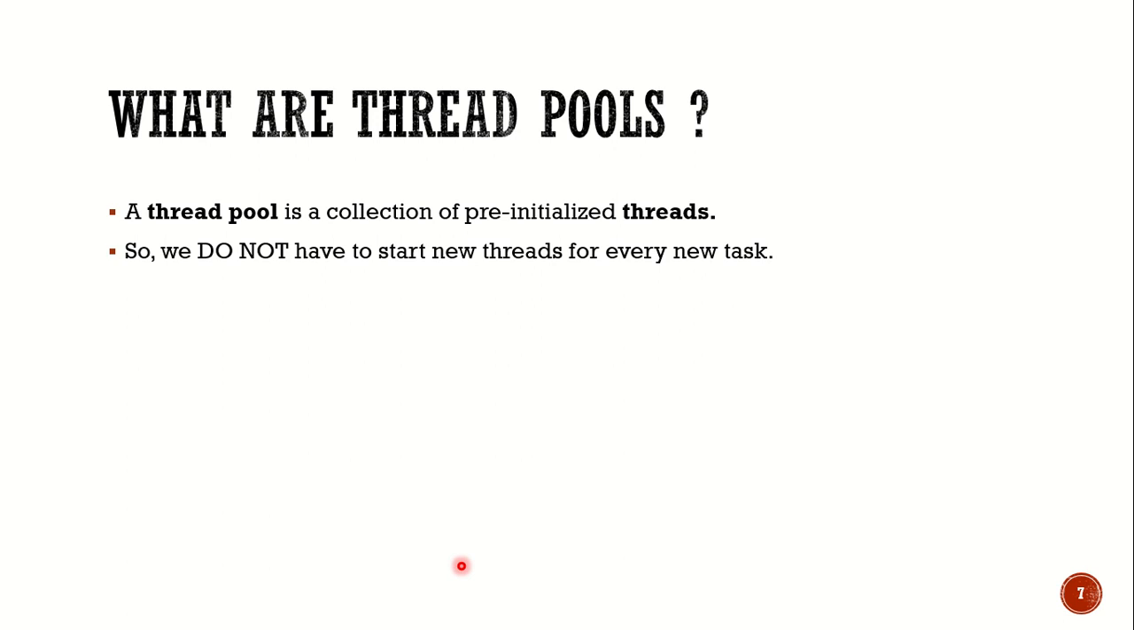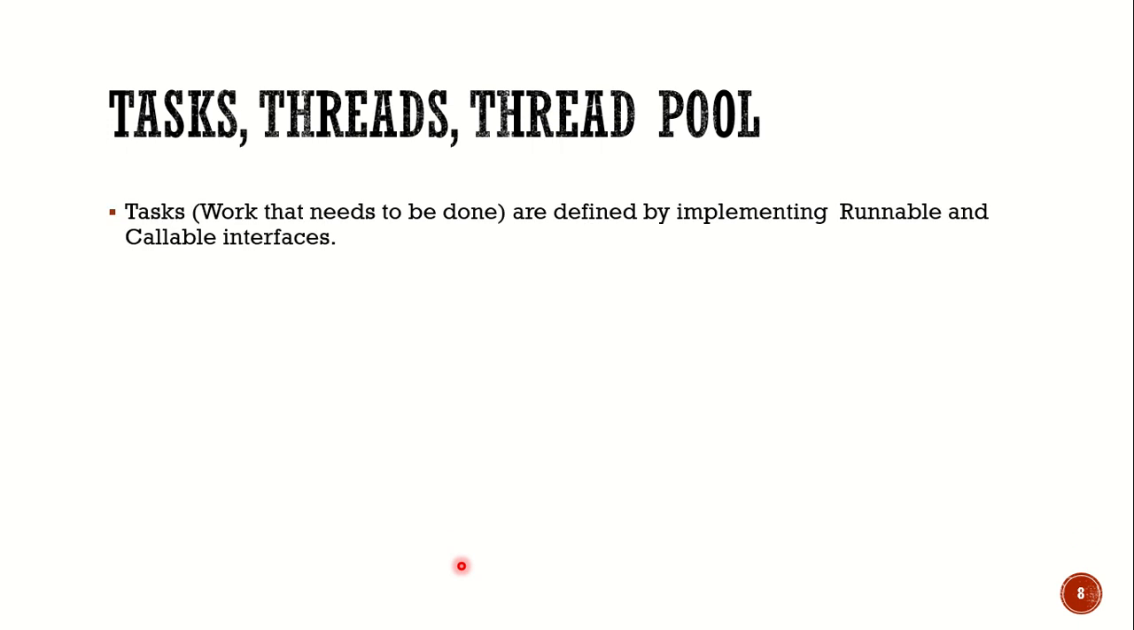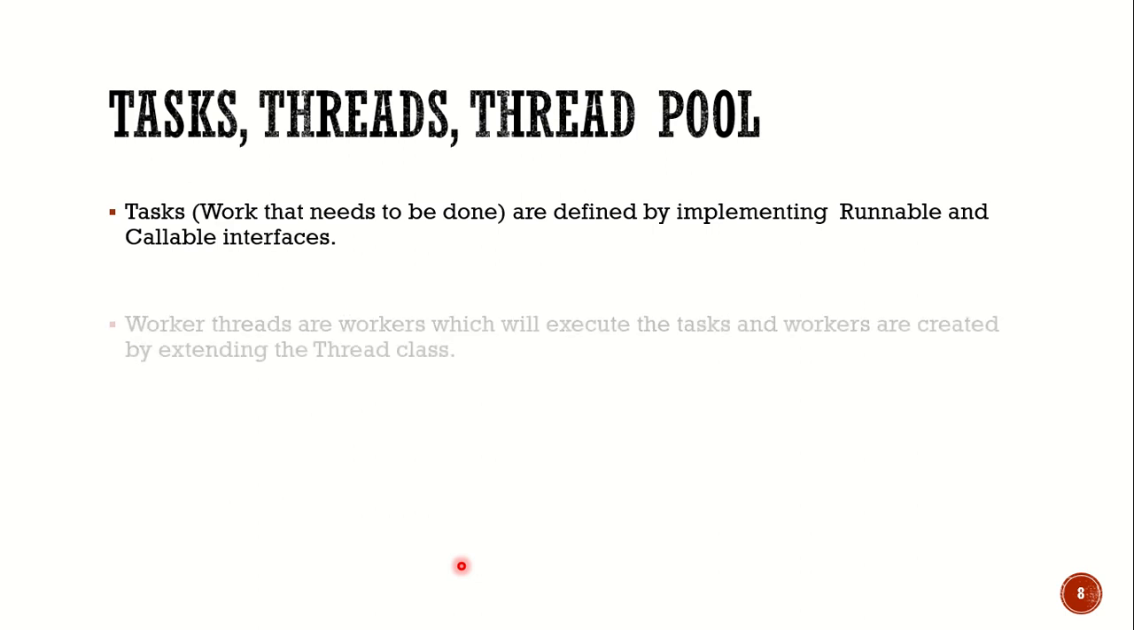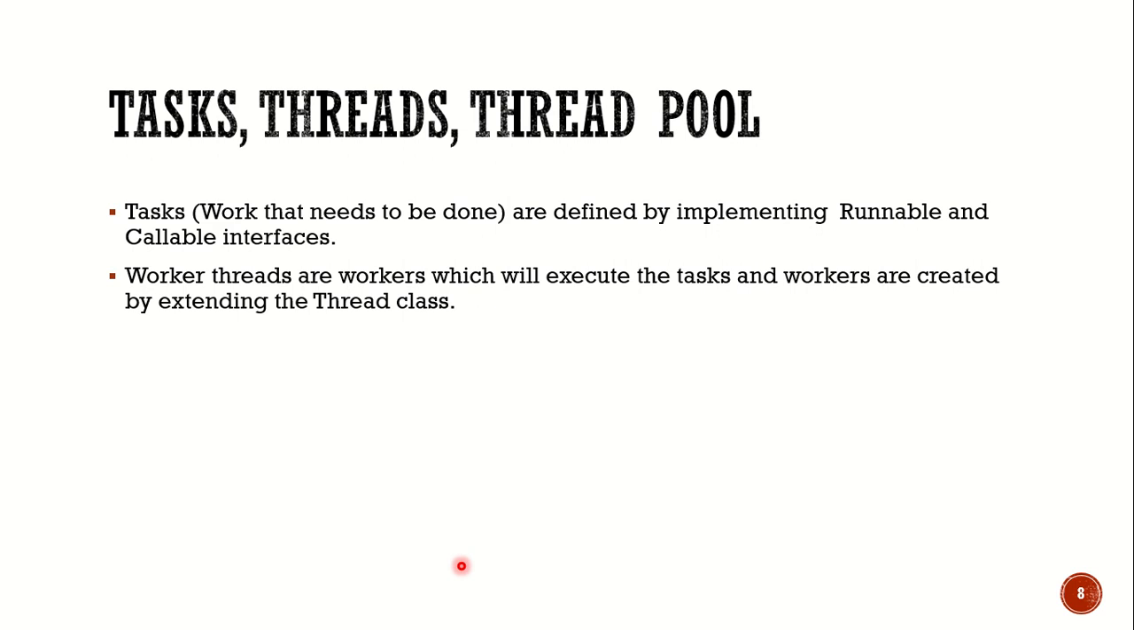But before going into details of thread pool, let us see the relationship between task, threads and thread pool. A task is nothing but the work that needs to be done, and that is defined in Java by implementing the Runnable or Callable interfaces. And threads are nothing but the workers that will execute the task, and workers are created in Java by extending the Thread class.